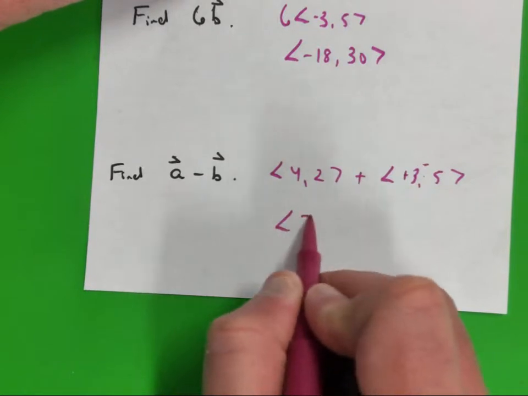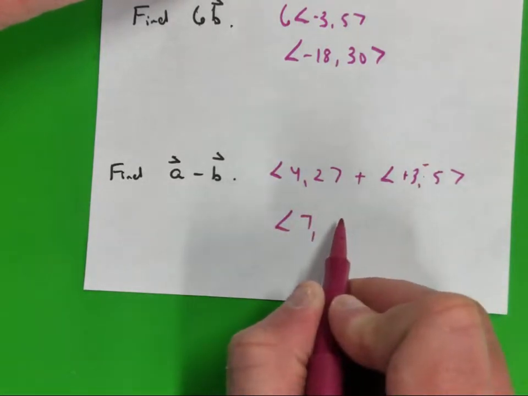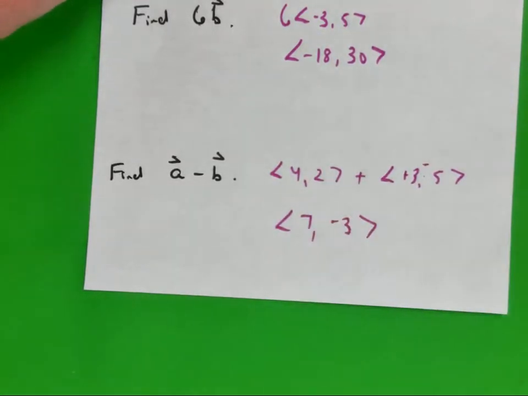4 and 3 gives me 7. 2 and negative 5 gives me negative 3. That's your answer.